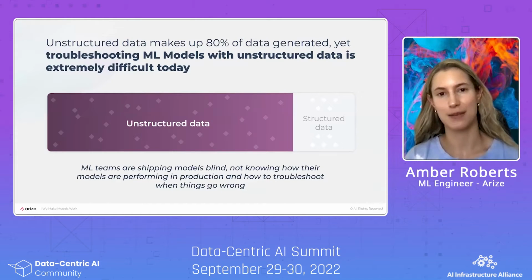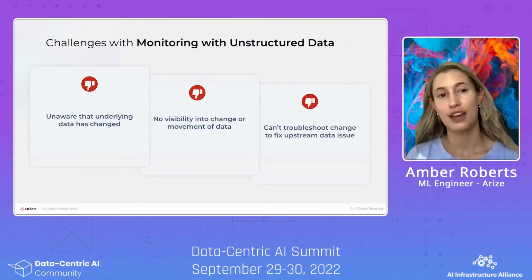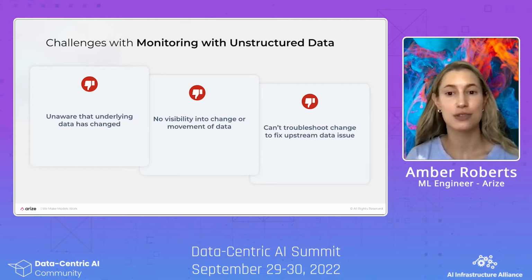So unstructured data makes up 80% of all data generated today, yet troubleshooting ML models with unstructured data is extremely difficult. ML teams are shipping models blind. They're not knowing how their models are performing in production, and they don't know how to troubleshoot when things go wrong. So the challenges involved with monitoring unstructured data: you're unaware that underlying data has changed. There's no visibility into change or movement of that data. And so it's extremely difficult to actually troubleshoot that change and fix upstream data issues.